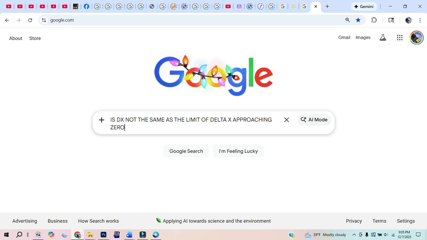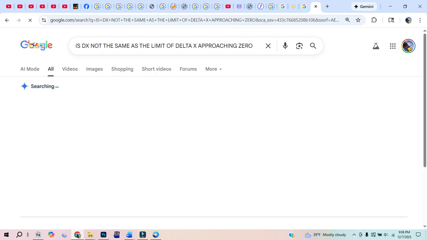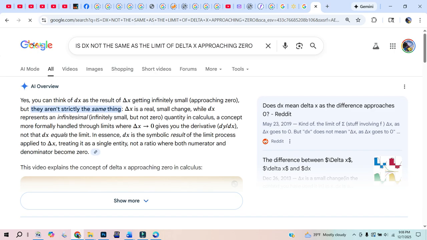And that's where I came down this rabbit hole. Is it like, well, isn't dx just delta x as the limit of delta x goes to 0? And no, because that would be a hard 0. So let's see what this says. And I could just be wrong here. So yes, you can think of delta x, dx, as the result of delta x getting infinitesimally small, approaching 0. But they aren't strictly the same thing, and that's good.